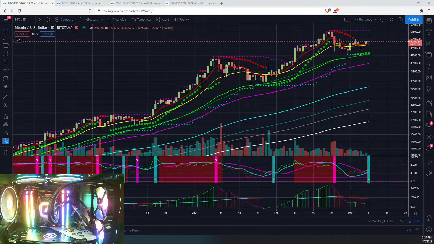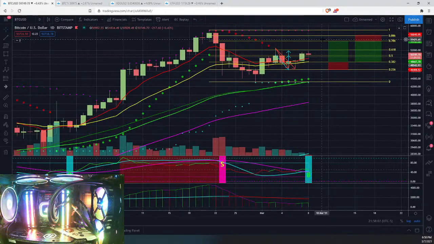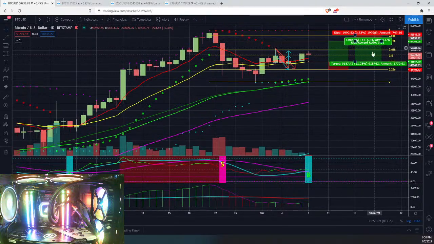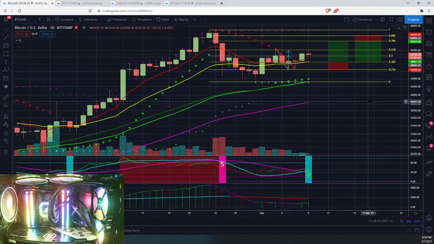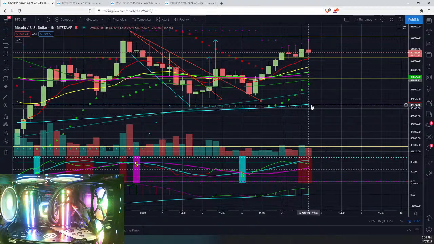Good entry to long Bitcoin if it closes above 52,580 on the 4 hour. I mean, I just went over that. Just roll back on the video a little bit. I literally just talked about the entry and exit and what I'm looking for. There's literally a long and a short trade target on the screen right now. So I would say probably rewind and look at those.